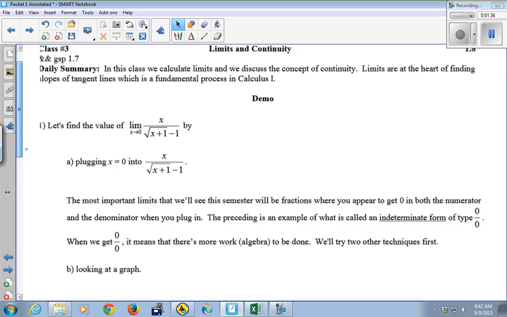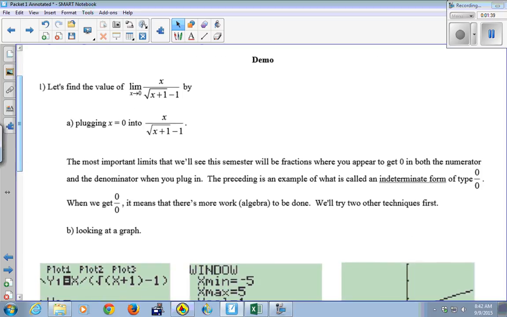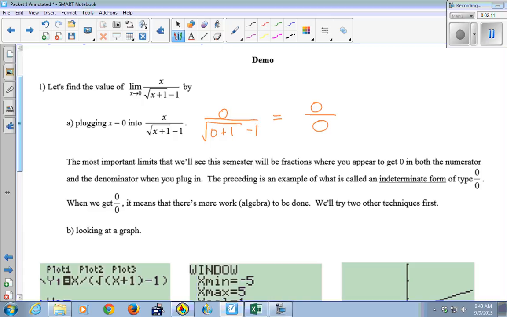Okay, so what that means is I want to know what value this fraction approaches when x gets really, really close to 0. Okay? So the closest to 0 you can get is at 0 itself. So the first thing you try is to just plug in a 0, right? Get as close as you can, try to just plug in that 0. So when I plug 0 in here, I get 0 over the square root of 0 plus 1 minus 1, which is 0 over square root of 1 is 1, 1 minus 1 is 0. All right, what is 0 over 0?